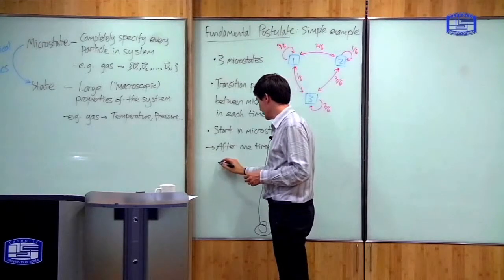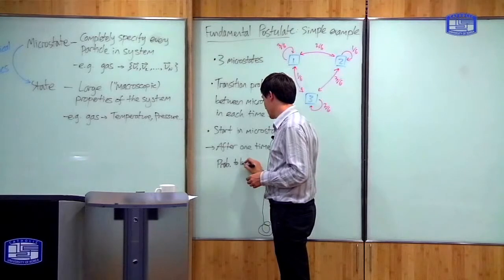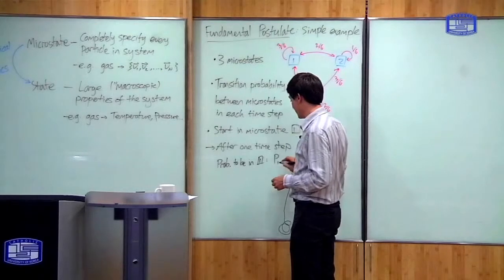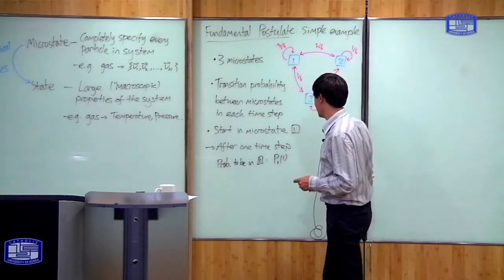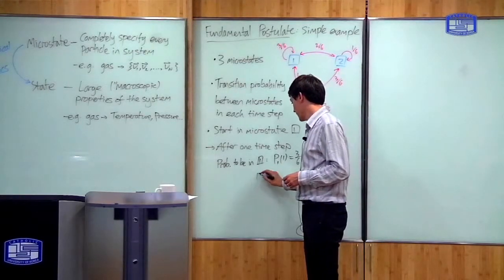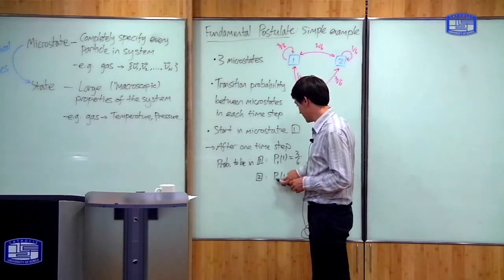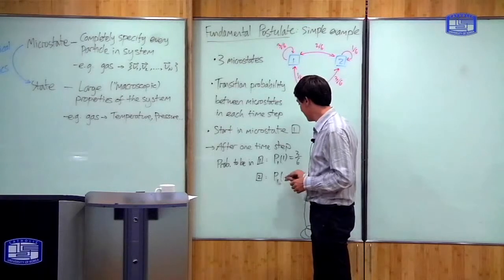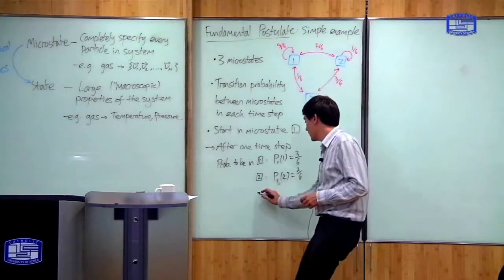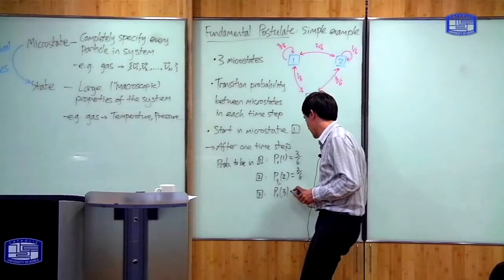So, let me write it this way. The probability to be in microstate 1, after one time step, is just 3/6. Similarly, the probability that after one time step I'm in state 2 is 2/6. And the probability to be in microstate 3 is 1/6.